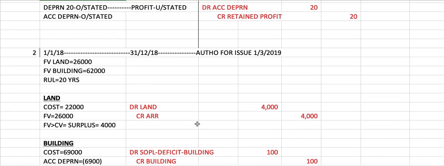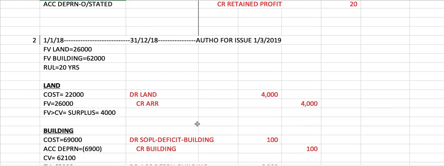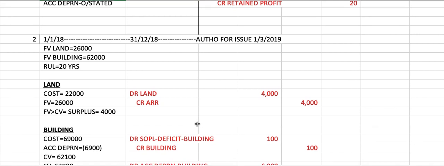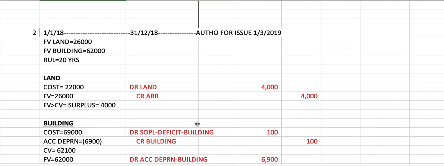Okay, number 2. On 1st January 18, land and building were revalued at 26 million and 62 million respectively, and the revaluation was not recorded in the books. On that date, the building had an estimated remaining useful life of 20 years. So I have summarized it here.